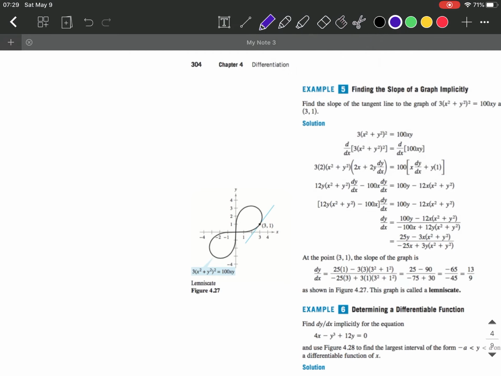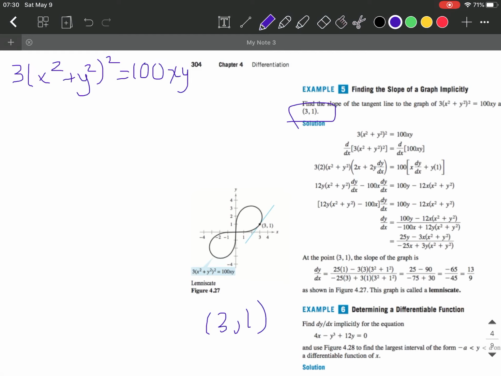And it reads, find the slope of the tangent line to the graph of 3 times (x squared plus y squared) squared equals 100xy. This is a long problem. Okay, and they give me a specific point, (3, 1).